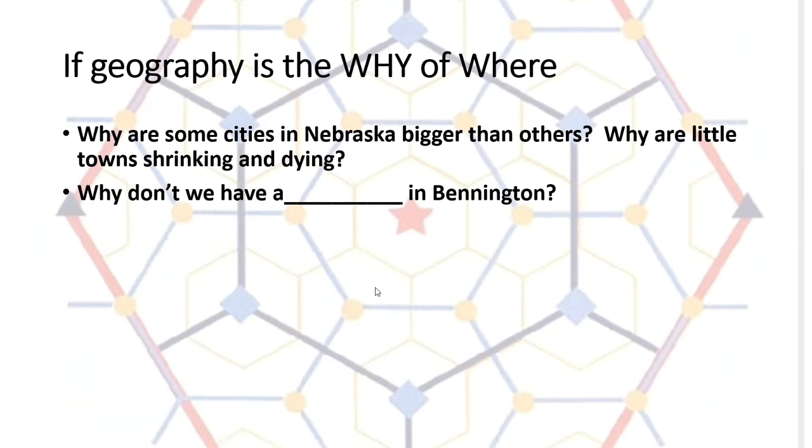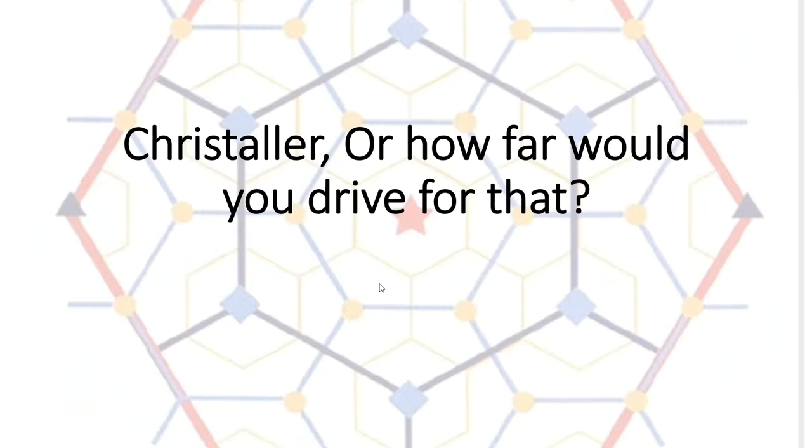Will we ever get those other things? Eventually, as the population keeps growing around Bennington, it's very possible. But remember, if people are going to drive, Bennington's not that far from Maple Street. And on Maple Street, you've got the big grocery stores, your Hy-Vees, your Bakers, your Super Targets, your Super Walmarts. And it's hard to compete for the number of people Bennington has and how far people are willing to drive. So today's lesson was Christaller. How far would you drive for that? And it kind of explains the little towns around here.